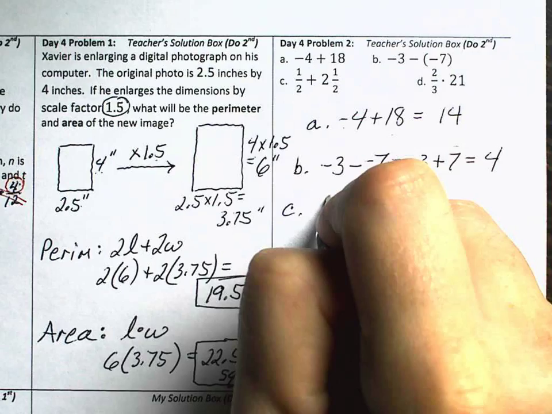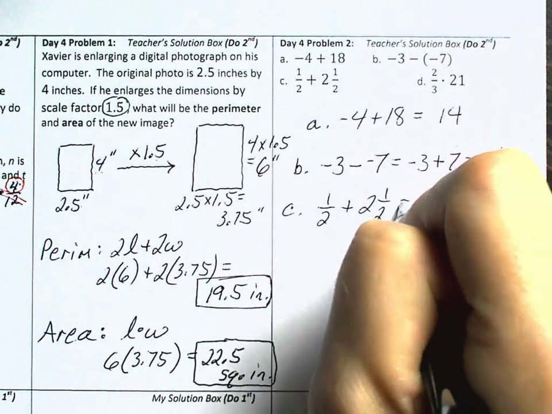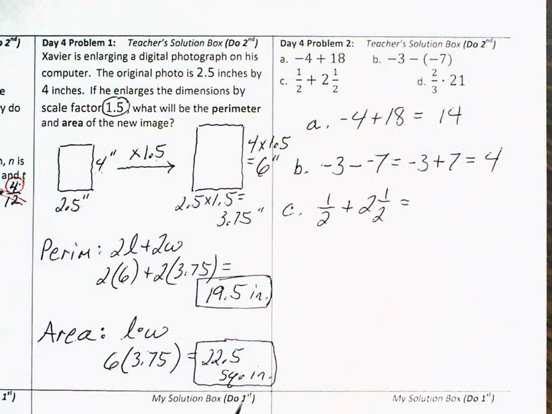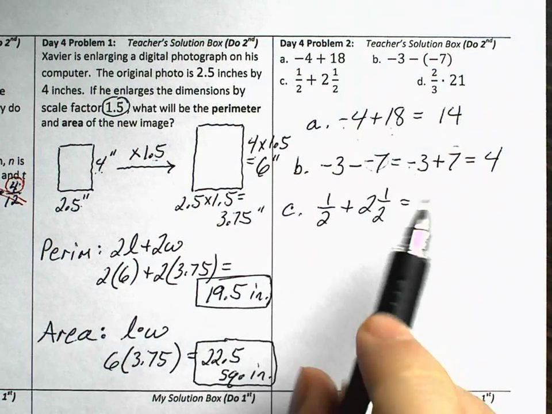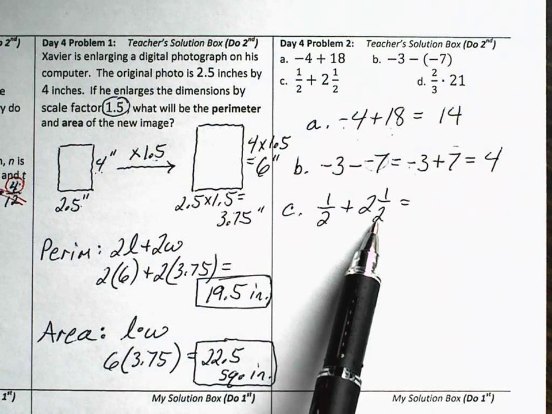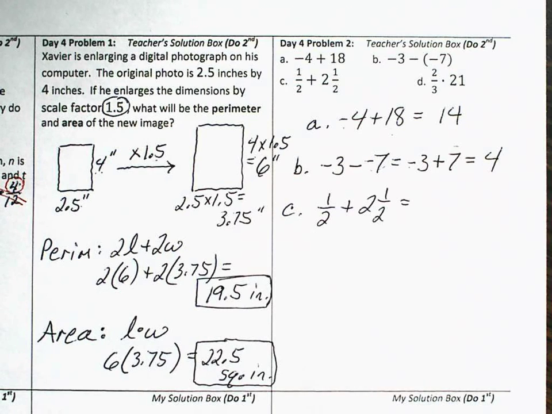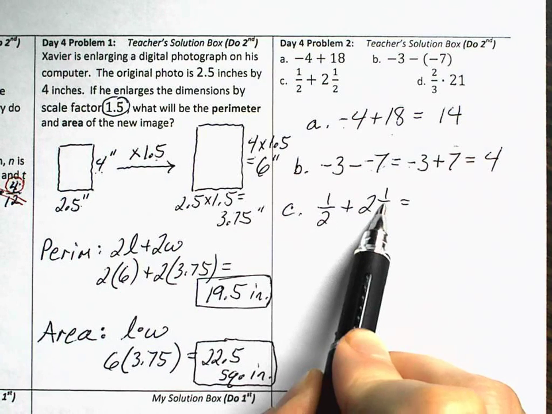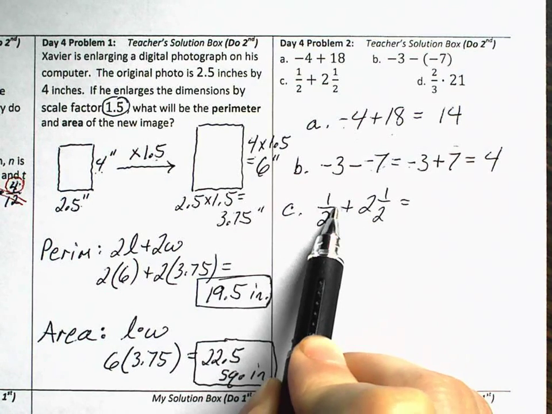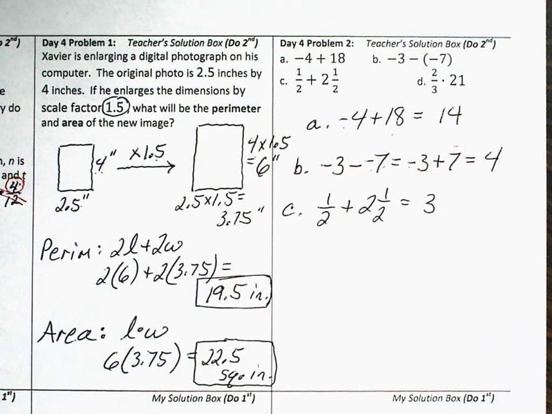Question C, 1/2 plus 2 1/2. Well, this is a fraction. This is a mixed number. Making this problem easier to do, the fraction parts have the same denominators. So it's all set to add up right now. 2 1/2 plus this extra half would take us to 3.